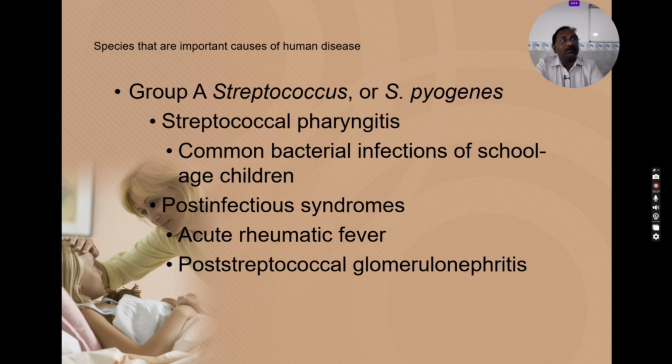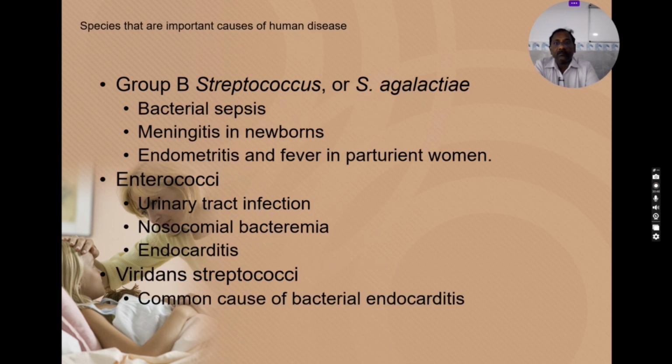and post-infectious syndromes. These two are ones physicians are very much interested in: acute rheumatic fever and acute glomerulonephritis. Post-streptococcal glomerulonephritis and acute rheumatic fever are both caused by group A Streptococcus, or Streptococcus pyogenes. Now the group B Streptococci, or Streptococcus agalactiae, cause bacterial sepsis and meningitis in newborns, and endometritis and fever in parturient women.